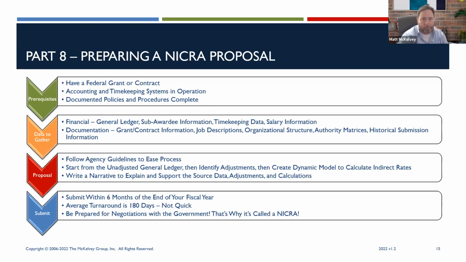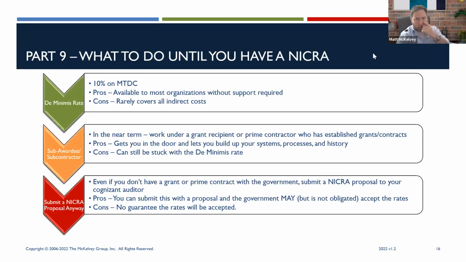All right, what do you do until you have a NICRA? This is what most of you are dealing with if you don't have a NICRA. You have some options. Number one is something called the de minimis rate. If you just Google search de minimis rate, there are a million articles about it. You can get all the detail you need, but a de minimis rate is literally 10% on a modified total direct cost base. So if you don't have a NICRA, you can recover 10% on MTDC without having to provide any support or documentation. There are a few criteria you have to meet, but most of you will meet those organizational requirements.